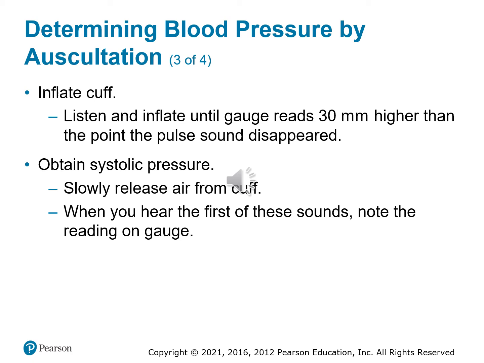Now, with auscultation, when you have that stethoscope over the brachial pulse, basically what you're going to do is start pumping it up, probably to 160 to 180 on the gauge to start. Once you get up there, you should have your stethoscope in place over the brachial pulse. You're going to slowly disengage the knob on the bulb, and that'll slowly let air out of the cuff. When you hear the first thump, that is going to be your systolic pressure.